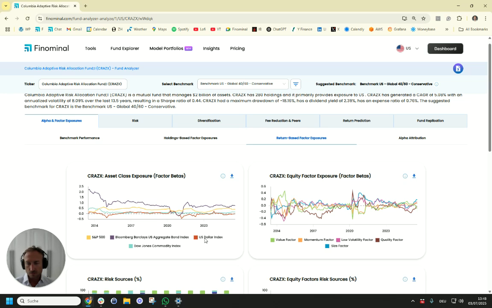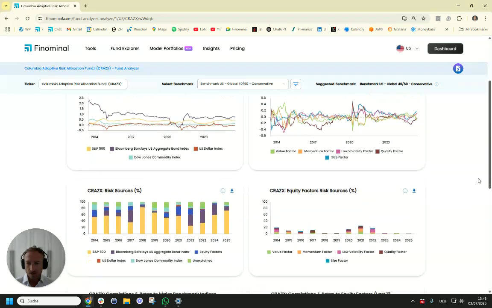And the beta to the US dollar index was close to zero, which simply indicates that there was very little international exposure. Now, for a fund that has the flexibility to invest globally across asset classes, this doesn't look particularly exciting, right? It's just US equities and bonds. And that's interesting to look at from that perspective.